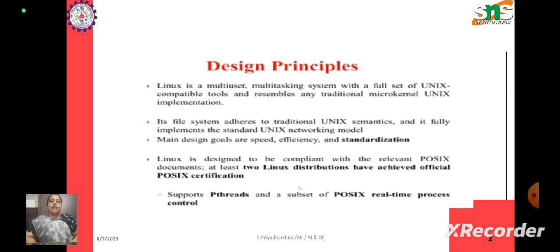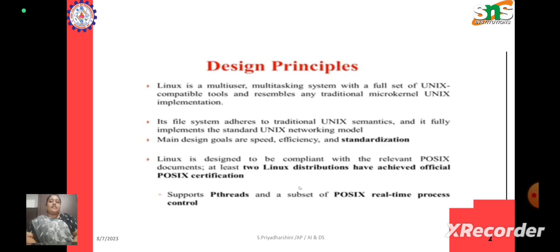So Linux is a multitasking operating system which is derived from the Unix operating system. By multi-user it means that many users who are in different computers or multiple terminals will be interacting with one single computer system which is having a network. Linux is an example for a multi-user multitasking operating system, and its design principles are mostly based on the Unix design. If you see the file system, it follows traditional Unix semantics, and the networking model is also implemented using Linux.